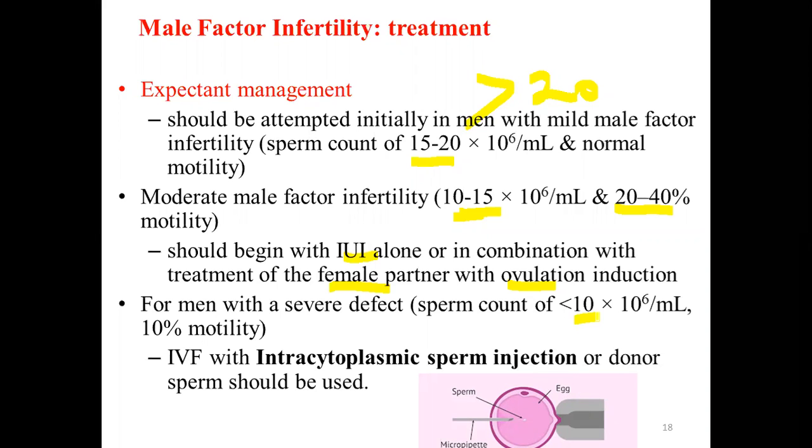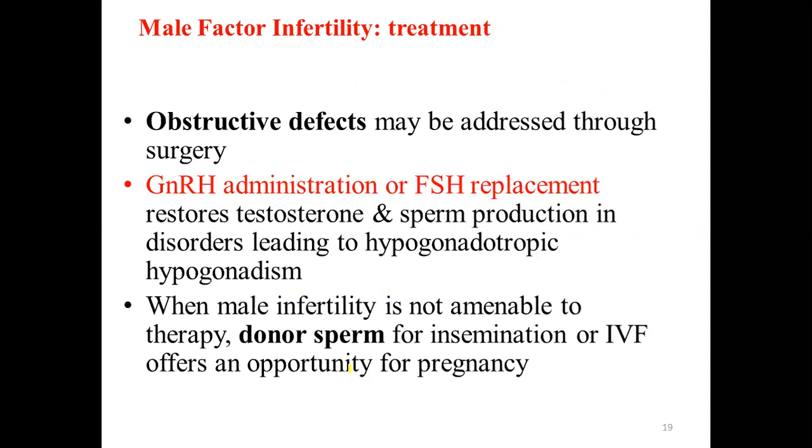Intracytoplasmic sperm injection means they look under the microscope and directly inject the sperm into the cytoplasm of the egg. So this one is a bit more advanced technology in fertility management. Then in case of any defect, maybe consider surgery. If there is an obstructive defect, maybe consider surgery, in case of any tumor that causes blockage.